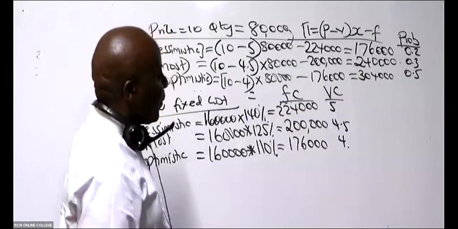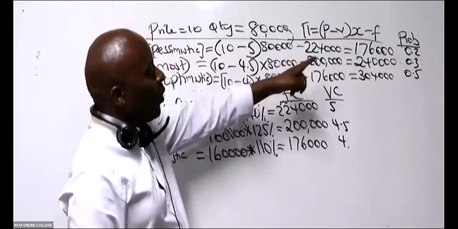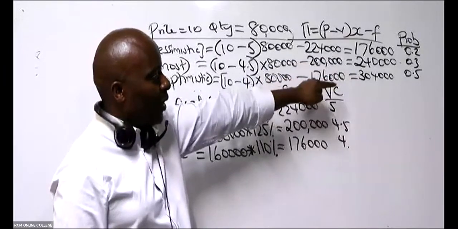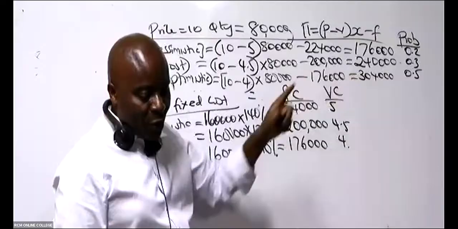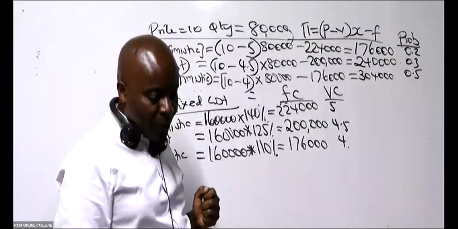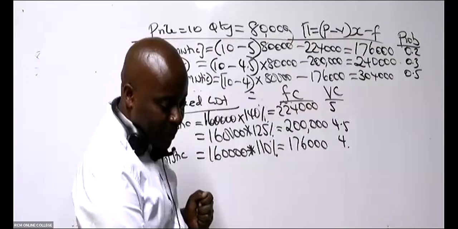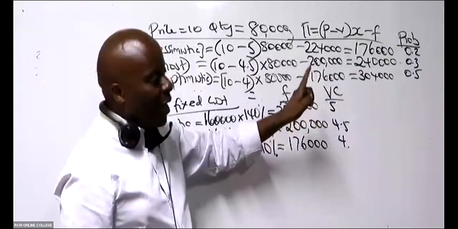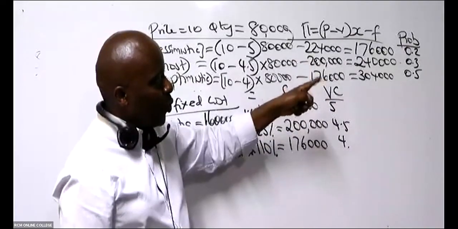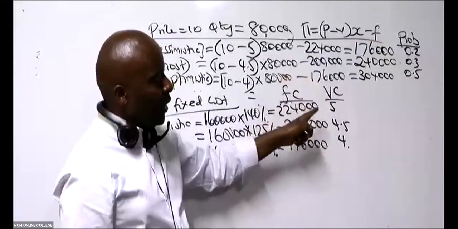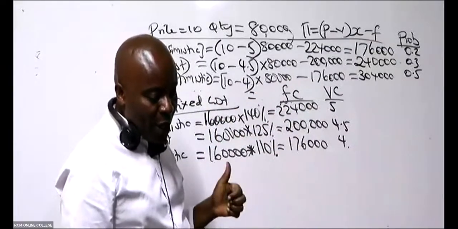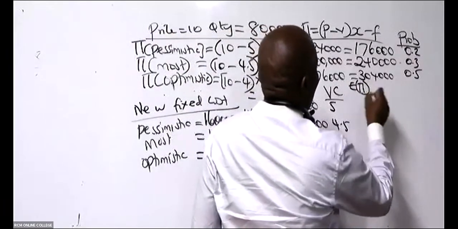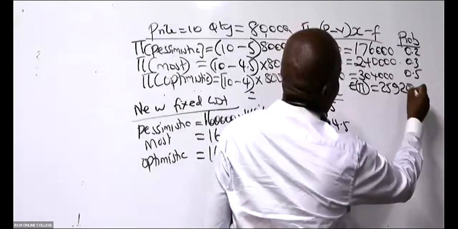Don't worry. For expected profit, I will take 176,000 times the probability, plus 240,000 times that probability, plus 3,000 or 4,000 times 0.5, which will give us the expectation. Remember, expected profit is X times probability. So we have 176,000 times 0.2 plus 240,000 times 0.3 plus 3,000 or 4,000 times 0.5. This gives me an expected profit of 259.